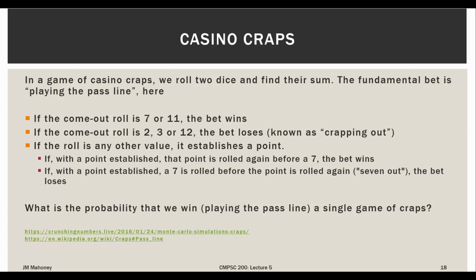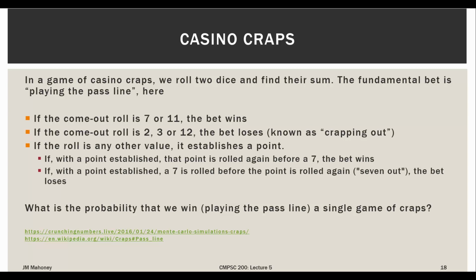So here, when we play a game, we're going to roll a pair of dice and we're going to add their numbers together. On the very first roll in a game of casino craps, which is called the come out roll, if the sum is a 7 or 11, we win. And if the sum is a 2, a 3, or a 12, we lose right away. And that's called crapping out. All right, so on that first roll, we can win or we can lose immediately.